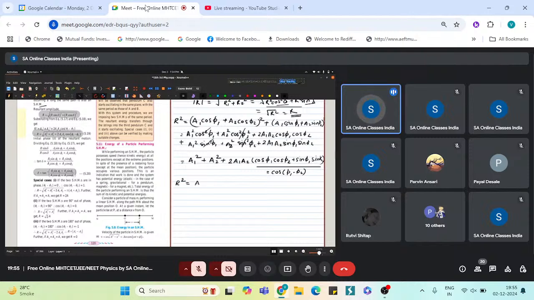And so r square is just going to be a1 square plus a2 square plus 2a1 a2 cos of phi 1 minus phi 2. And that implies r is just equal to the root of a1 square plus a2 square plus 2a1 a2 cos of phi 1 minus phi 2, this whole thing essentially. And this is the value of the equivalent amplitude, or the amplitude of the resultant motion because of the superposition of two SHMs.